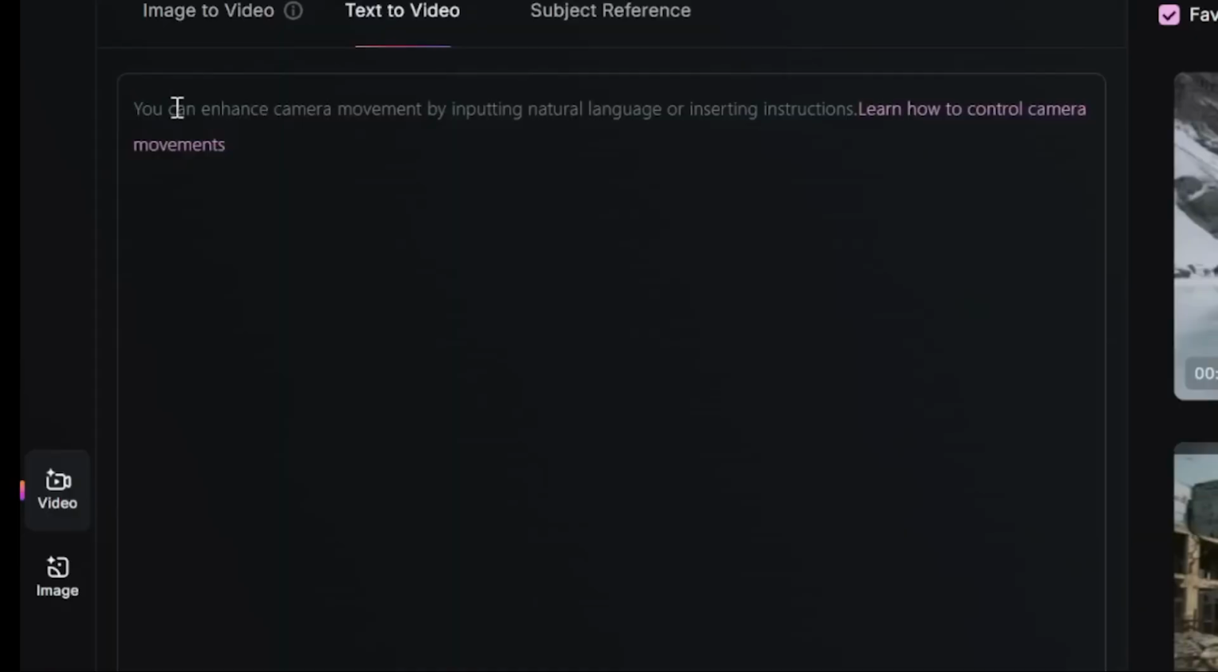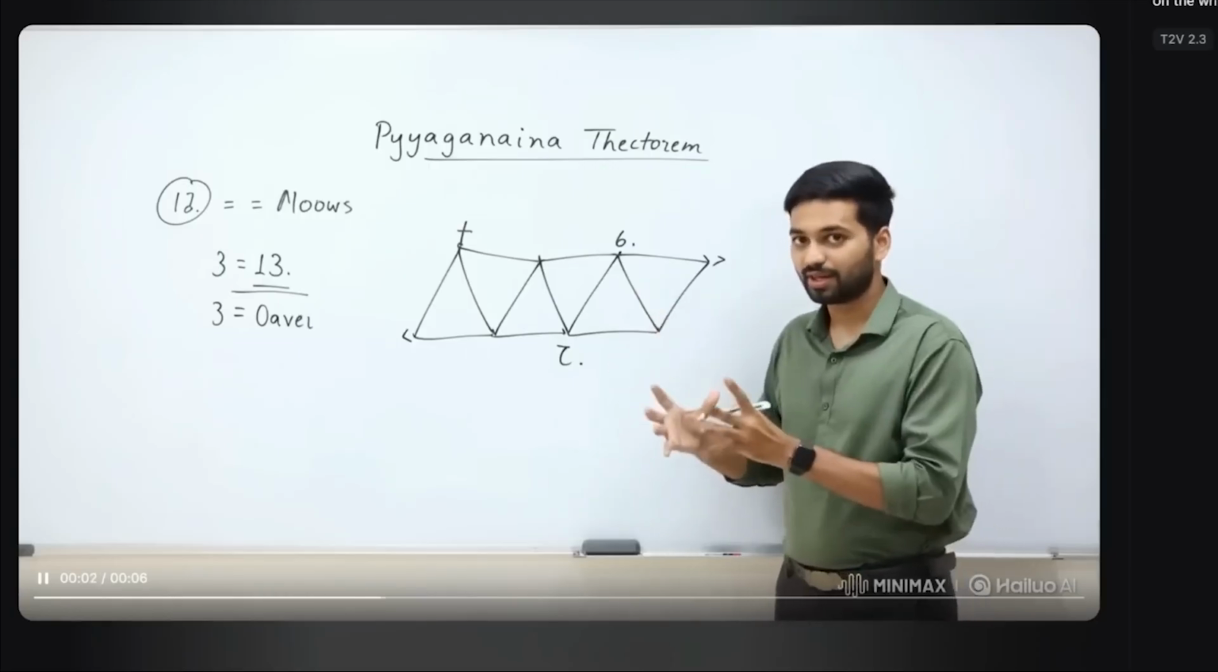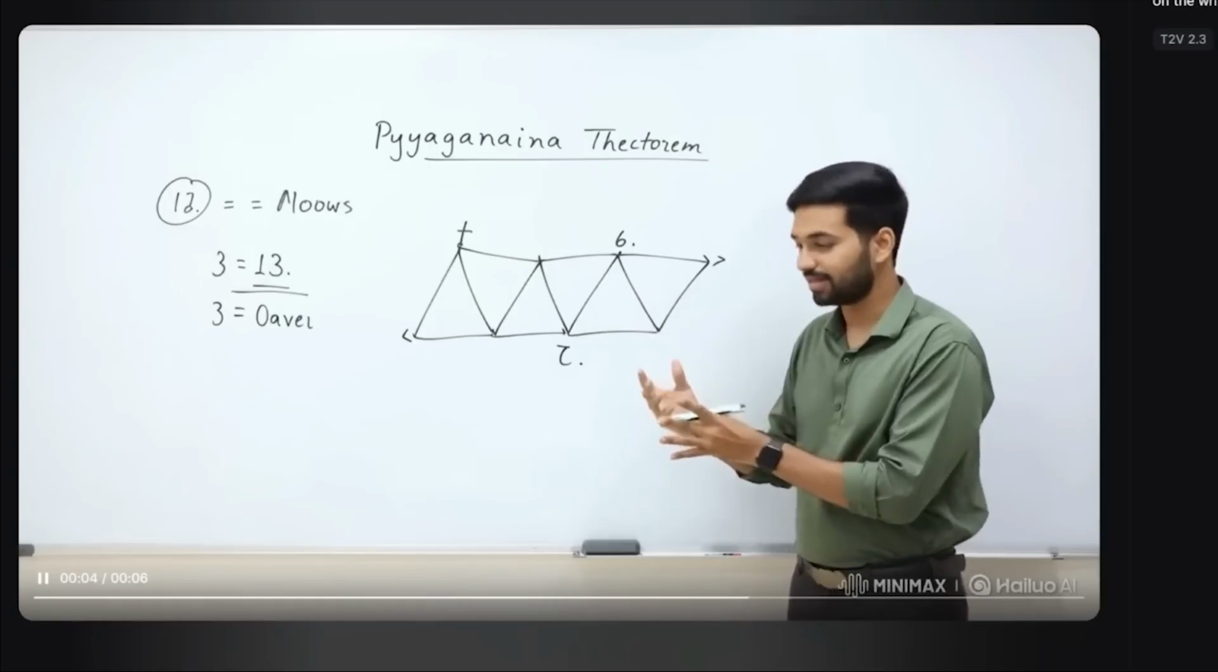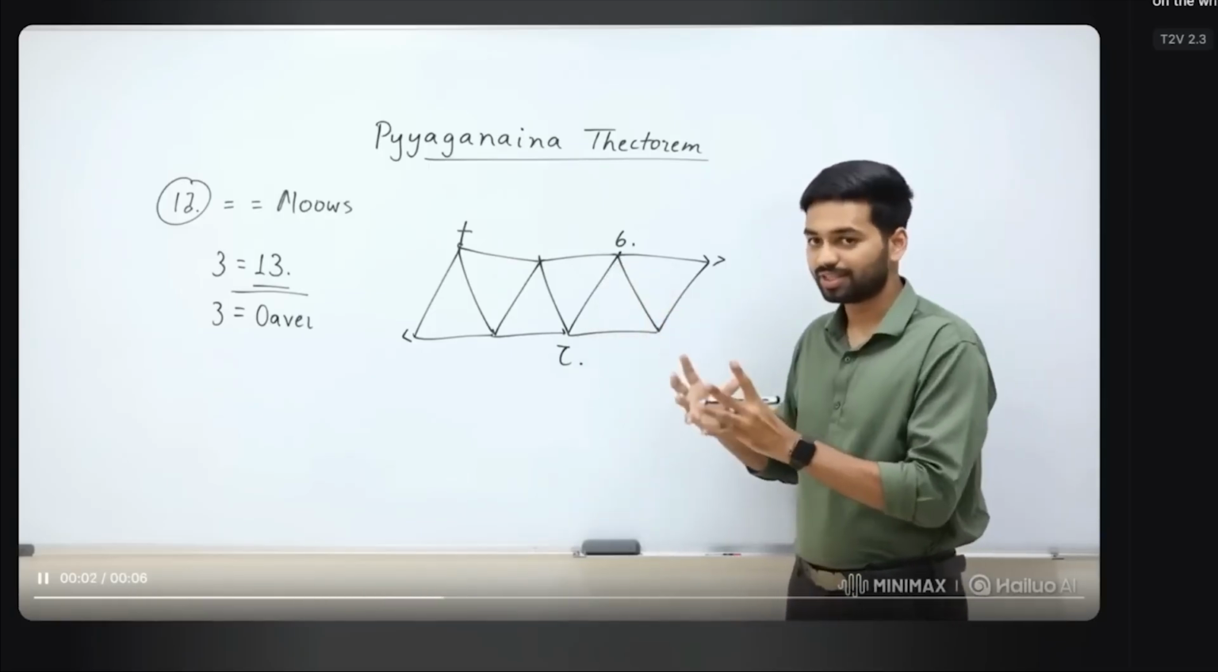All right, here are some final tests that are even trickier that I don't expect any video generator to get correct at the moment. So for the prompt, it's going to be a professor explaining the Pythagorean theorem on the whiteboard. And here's what we get. So instead of the Pythagorean theorem, he seems to be explaining the Pythagorean theorem, which apparently looks like this.